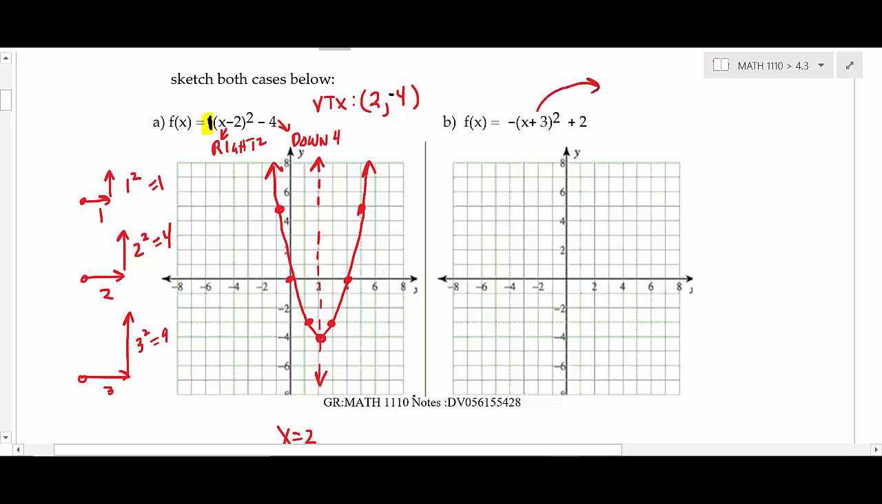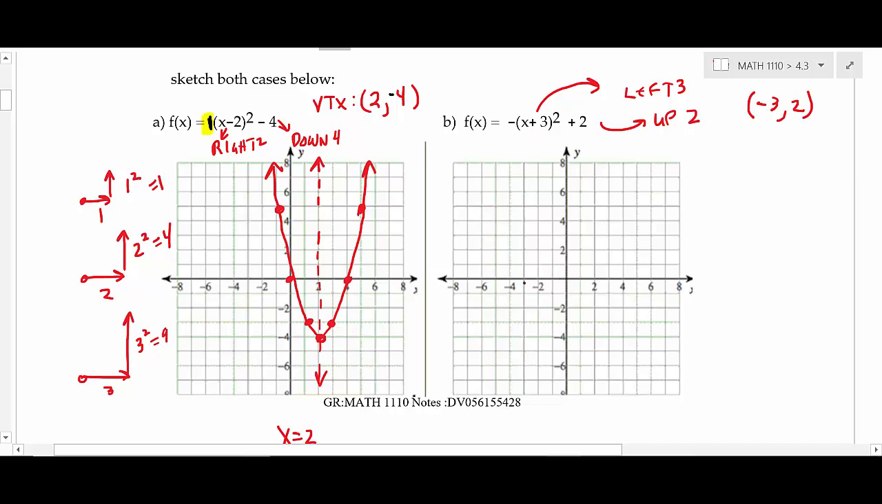What does the plus 3 do? How does that change the parabola? Left 3. It goes left 3. What does the plus 2 do? Up 2. Okay, so you're left, so that means your vertex is going to be negative 3, positive 2. Okay? So what you're doing on that, if you think about those transformations, that'll help you.